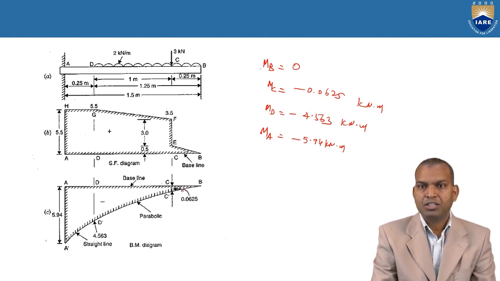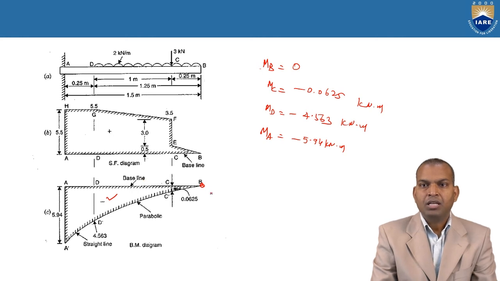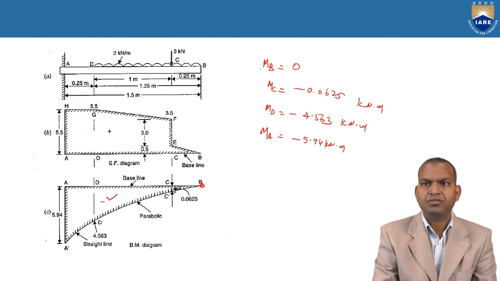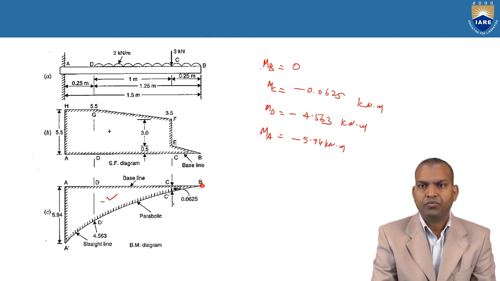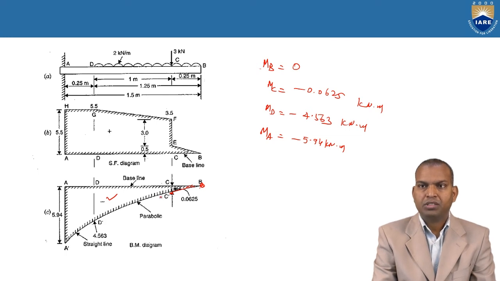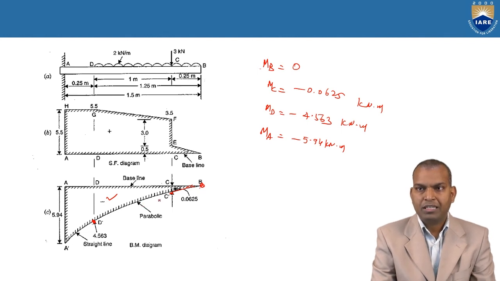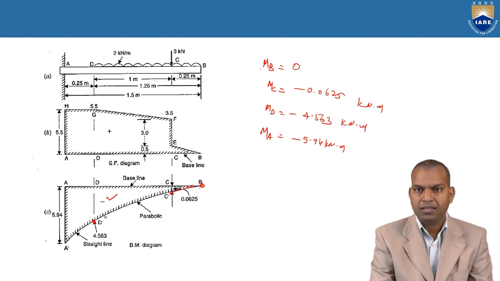Now here, UDL is acting up to point B, 0, and all are in the negative direction. That's why it is represented in the negative direction here. At point B it is 0, at point C, what is the value? Minus 0.0625. Very small value, but it is a UDL. Next, a parabolic curve comes. Point C to point D is also a parabolic curve. Why is it parabolic? Because UDL is acting. So it varies parabolically to minus 4.563.